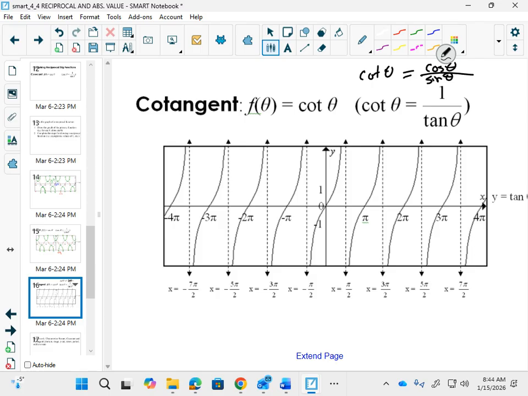The graph of 1 over tangent is slightly different than the graph of cos theta over sin theta. Slightly. And we're going to find out what mathematicians decided to do with the graph of cotangent.